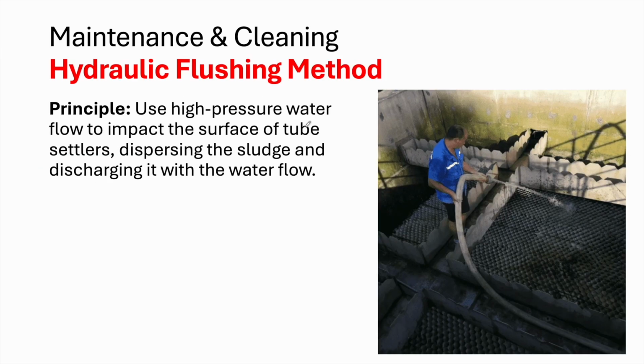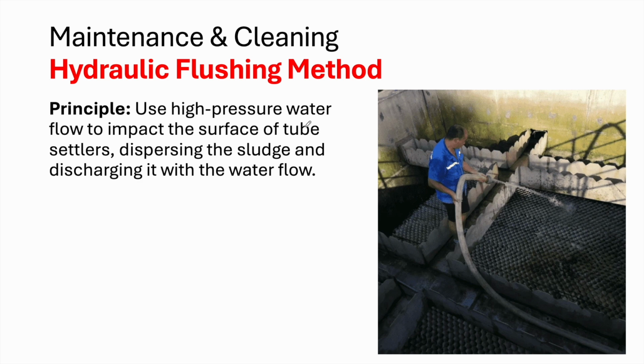For maintenance, it really depends on the amount of sludge I have within my water. If my water has lots of particles and is very turbid, I might need to clean my tube settlers once a month. And if it has low or acceptable turbidity, it can go to once a year. So it really depends on the amount of sludge I am dealing with, but a tube settler needs cleaning.